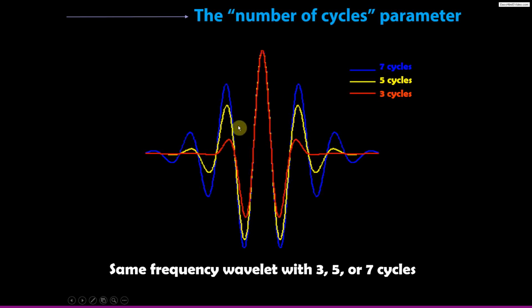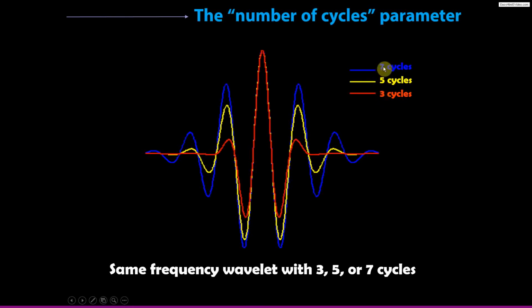The 3-cycle wavelet goes to 0 much faster. So any EEG activity that's happening here is not going to influence the estimate of the frequency-specific activity assigned to this time point, which is going to be assigned to the time point corresponding to the center of the wavelet, so here. That means the temporal precision is relatively better with 3 cycles.